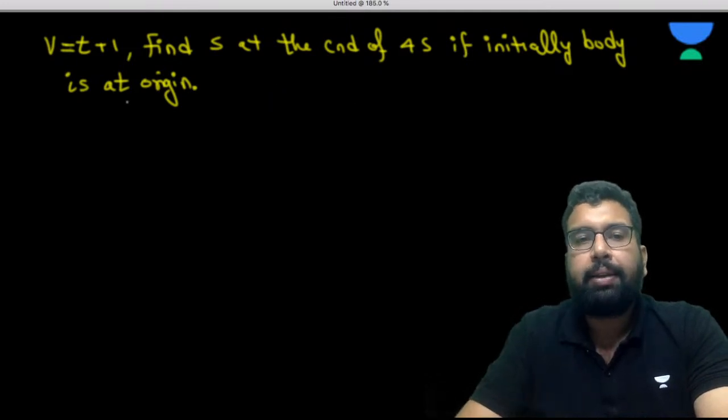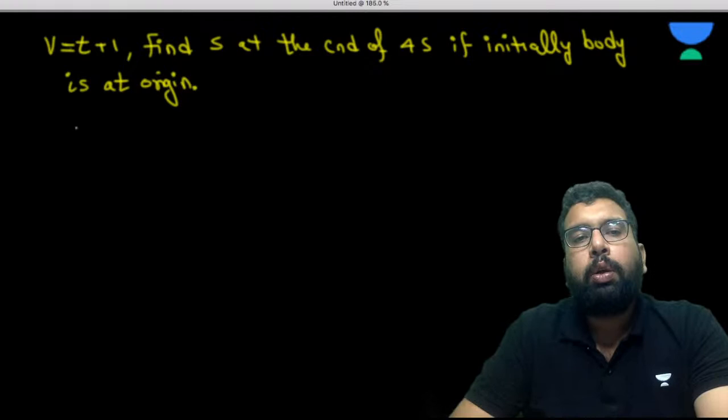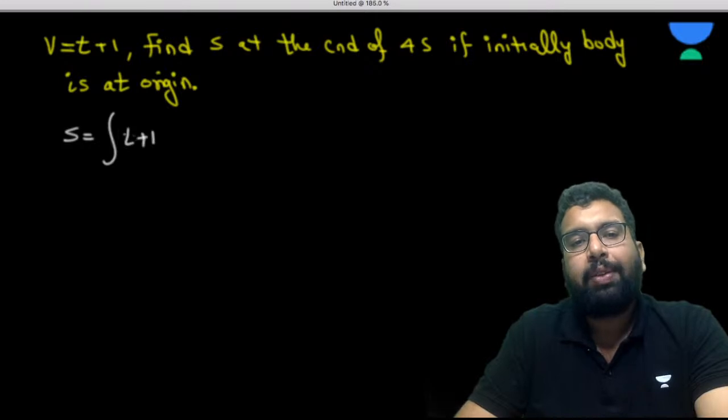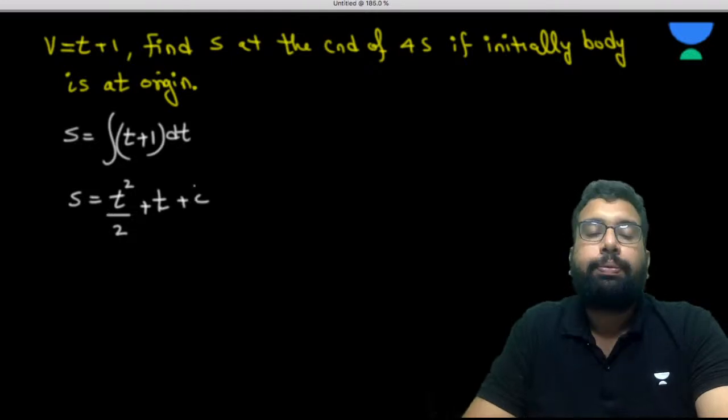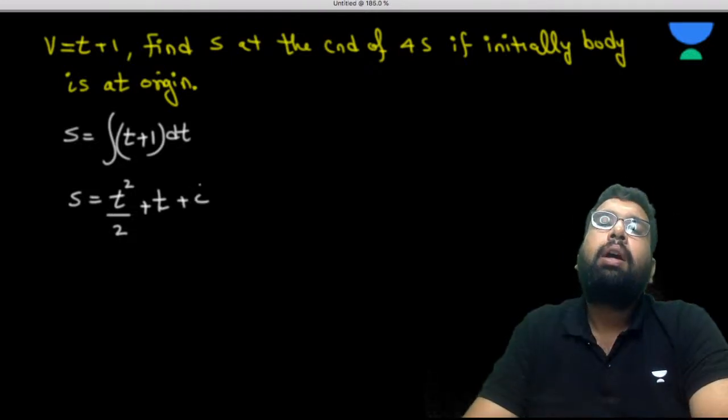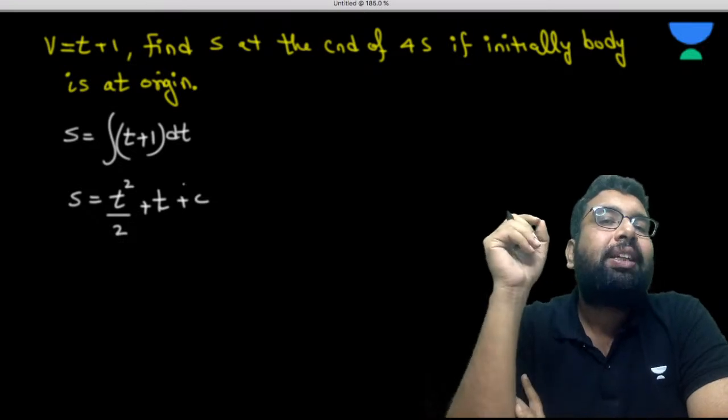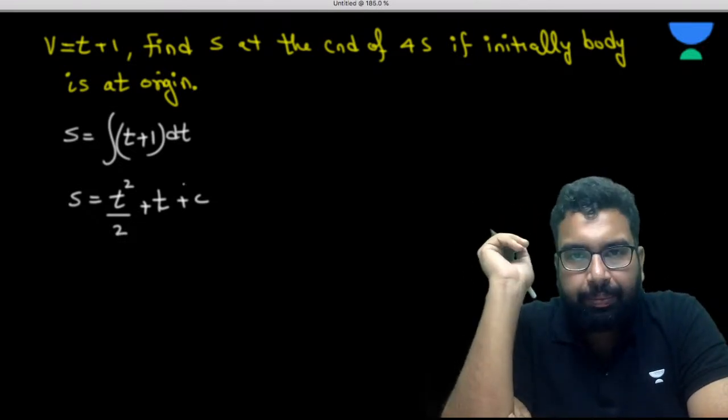Now please understand this. To get the displacement from the velocity, we need to integrate. Very well, sir, we know this. So we are going to integrate this function, and when we integrate we get t square by 2 plus t plus c. Now, sir, we want to find the value of this constant of integration as well.